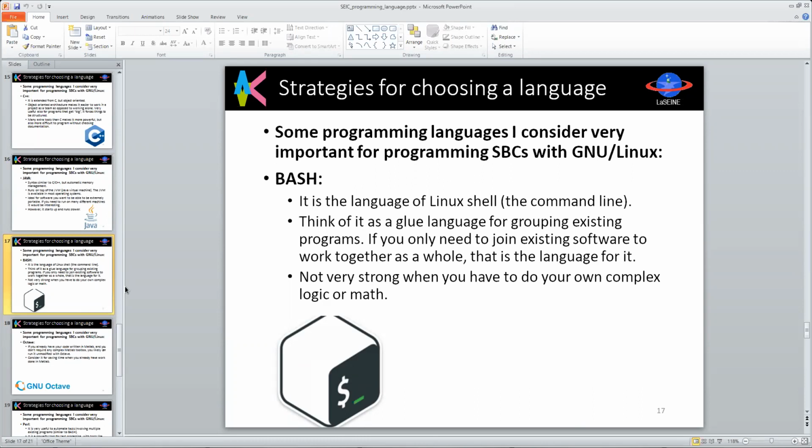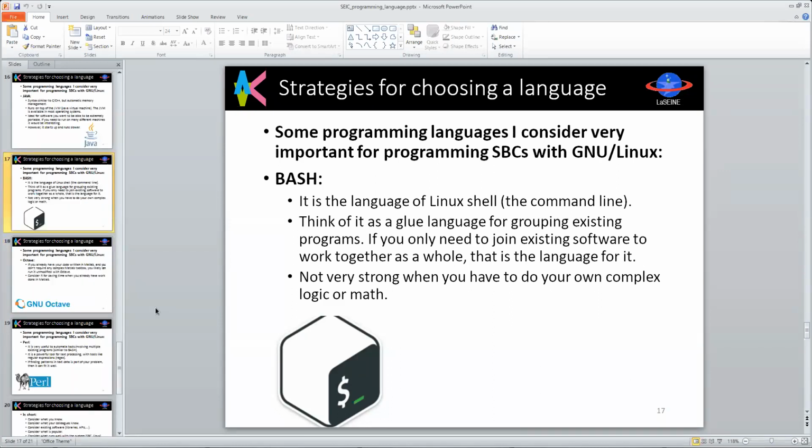And you should think of it as a glue language to group existing programs. So I would write a Bash program in cases I needed just to join existing software to work together as a whole, but I'm not implementing anything new. I'm just joining existing tools. And I don't think it's very strong when you have to do your own logic or math. But if you already have the program that does the logic or math, and you're just joining different programs, then the Bash language would be good for writing a program.